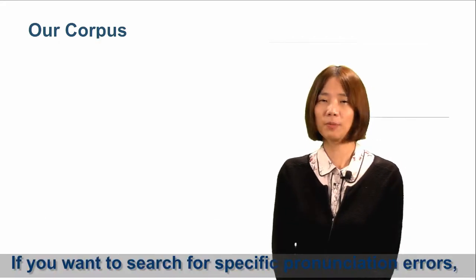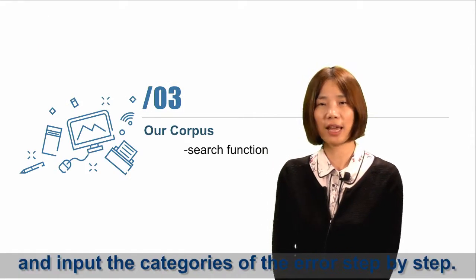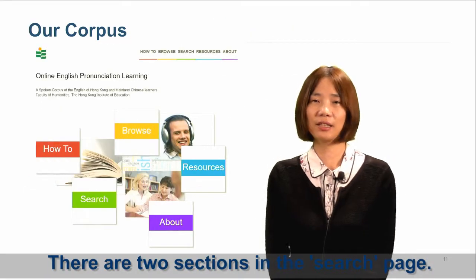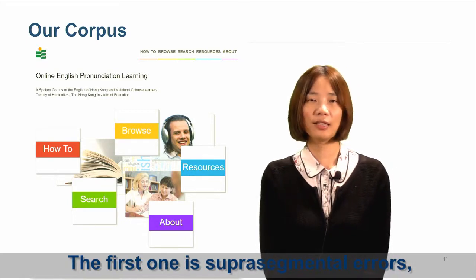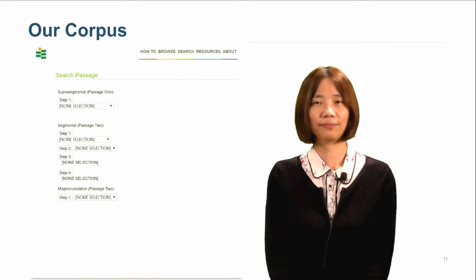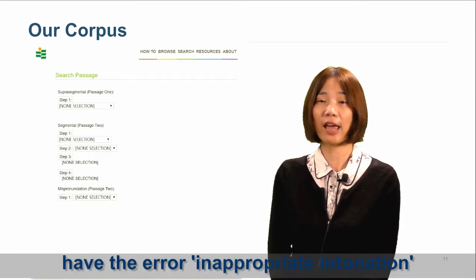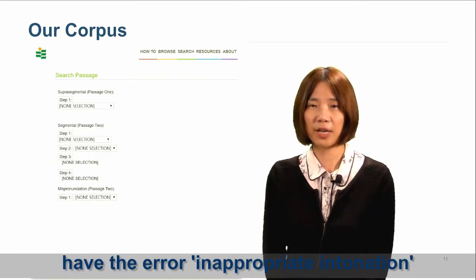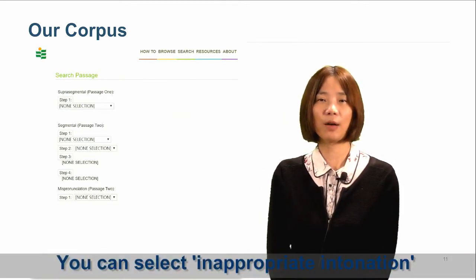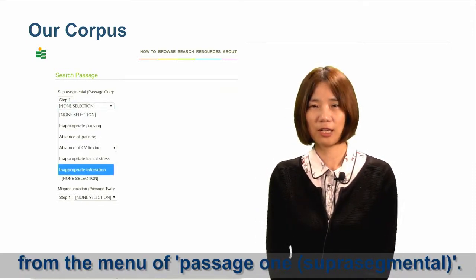If you want to search for specific pronunciation errors, you can jump to the Search page and input the categories of the error step by step. There are 2 sections in the search page. The first one is super-segmental errors, and the second one is segmental errors. For example, if you want to investigate how many speakers have errors in inappropriate intonation and see its spectral analysis, you can select inappropriate intonation from the menu of Passage 1, Super-segmental.